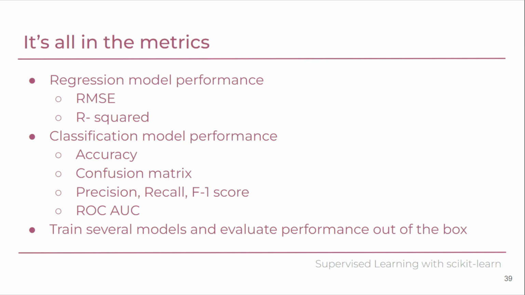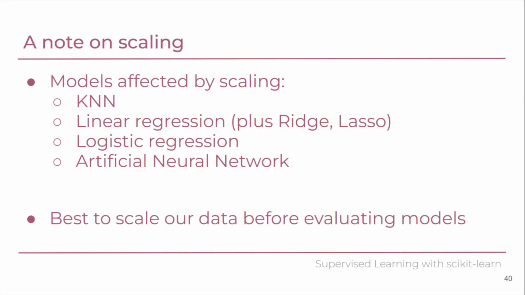Regression models can be evaluated using the root mean squared error, or the R-squared value. Likewise, classification models can all be analyzed using accuracy, a confusion matrix and its associated metrics, or the ROC AUC. Therefore, one approach is to select several models and a metric, then evaluate their performance without any form of hyperparameter tuning. Recall that the performance of some models, such as KNN, linear regression, and logistic regression, are affected by scaling our data. Therefore, it is generally best to scale our data before evaluating models out of the box.